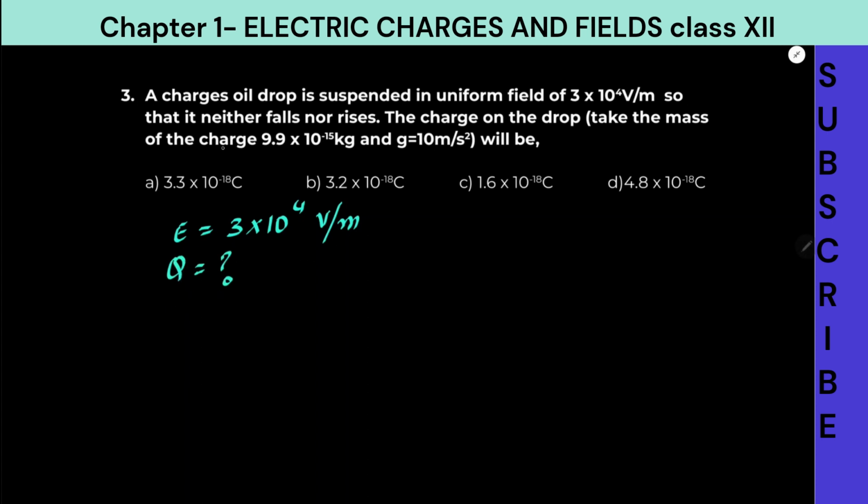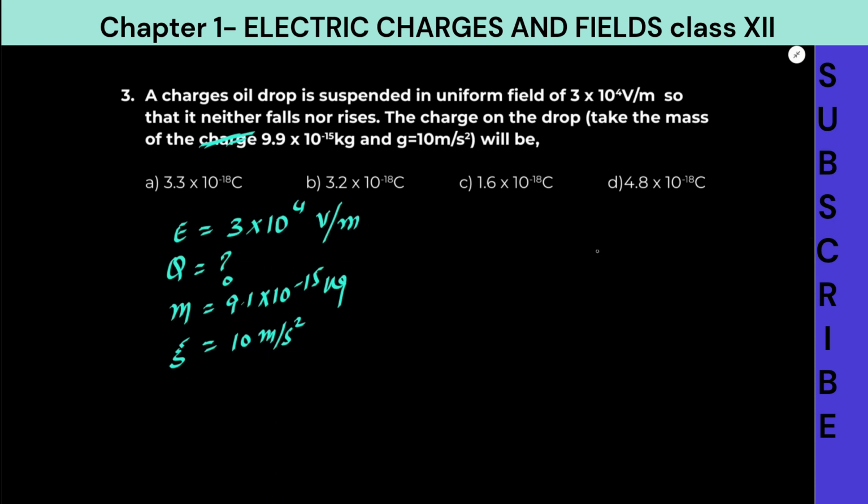Take the mass of the drop. The mass of the drop is m, which equals 9.1 into 10 to the power minus 15 kg. And acceleration due to gravity is 10 meter per second square, because charge is what we have to find, right? So the mass of the drop is given.